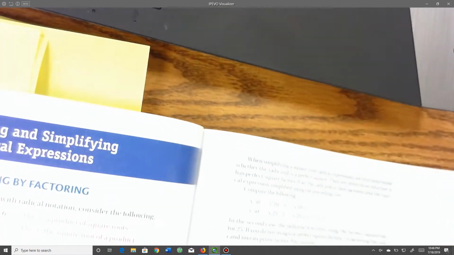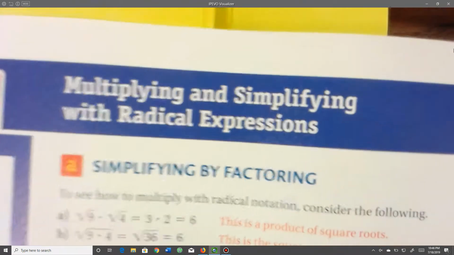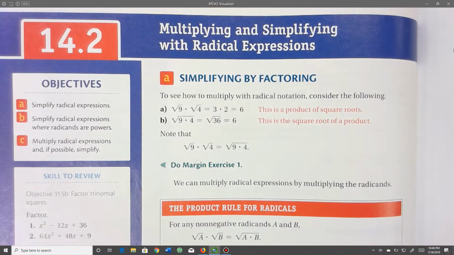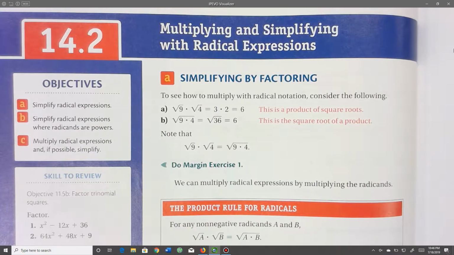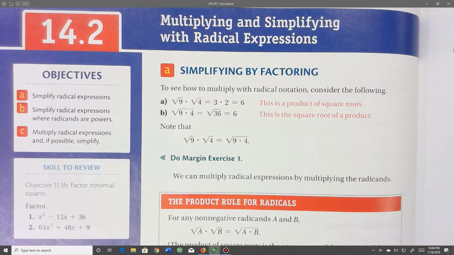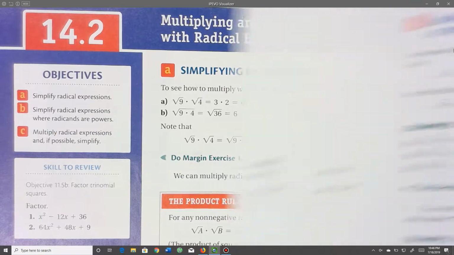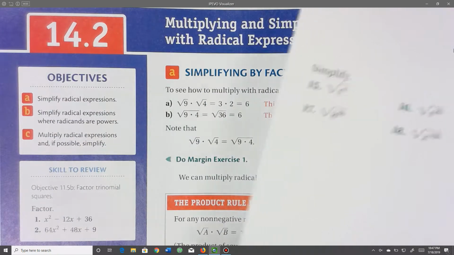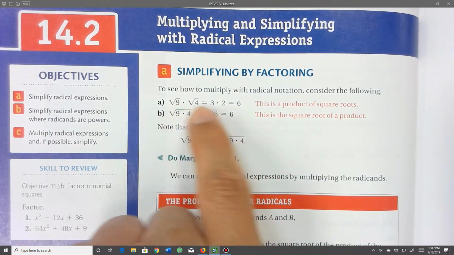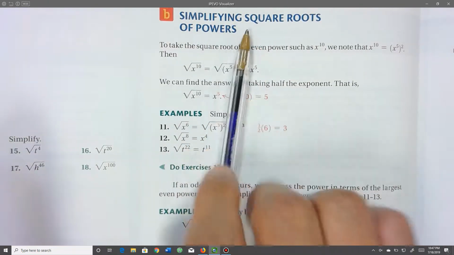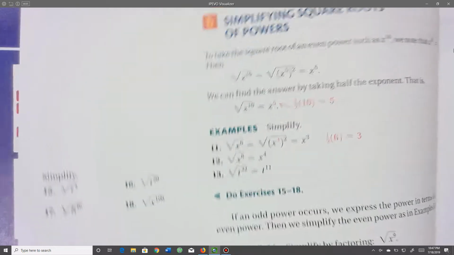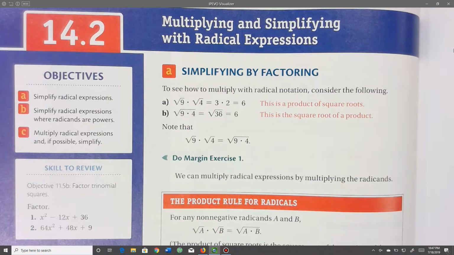So let's move on to section 14.2, which is multiplying and simplifying with radical expressions. This is not as hard as it sounds, I don't think, because all it is is remembering the rules of multiplying square roots and the powers of square roots, which is basically the same rules for powers.